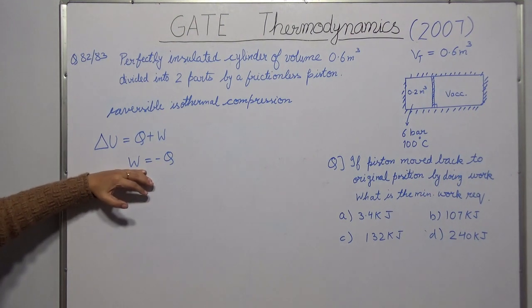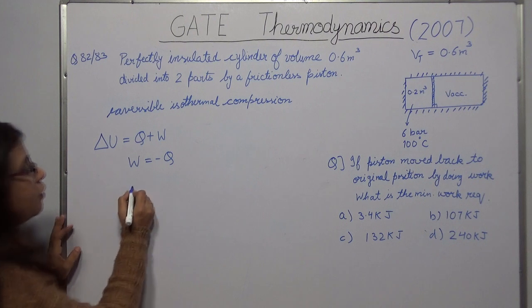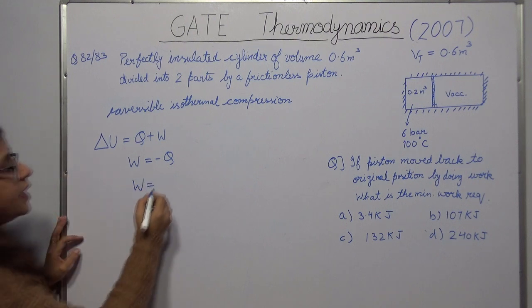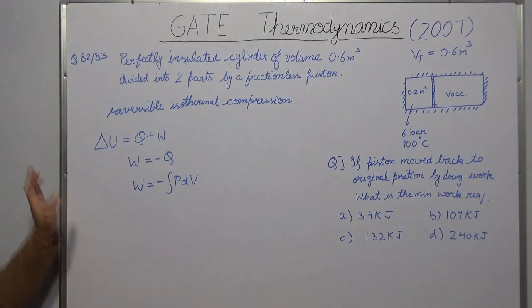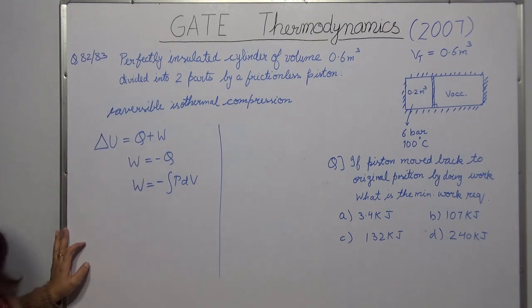Now you have to find out what will be the work which is required, the minimum work which is required. Minimum work will be for the reversible process. And for any mechanically reversible process, the work done is given by minus integral PdV. Since this is an ideal gas, I can write P in terms of V.